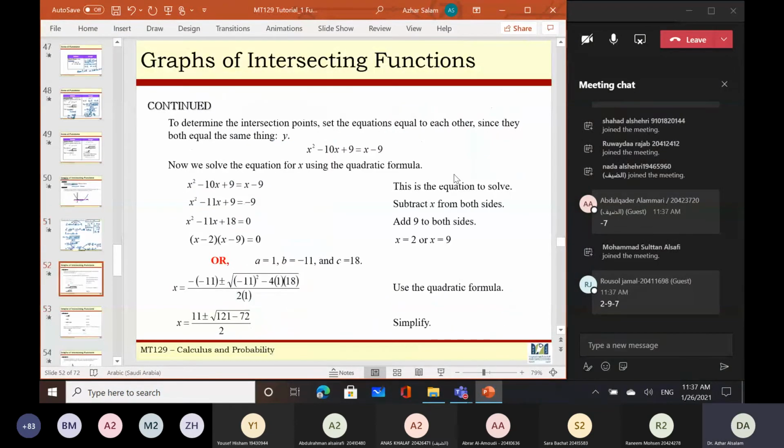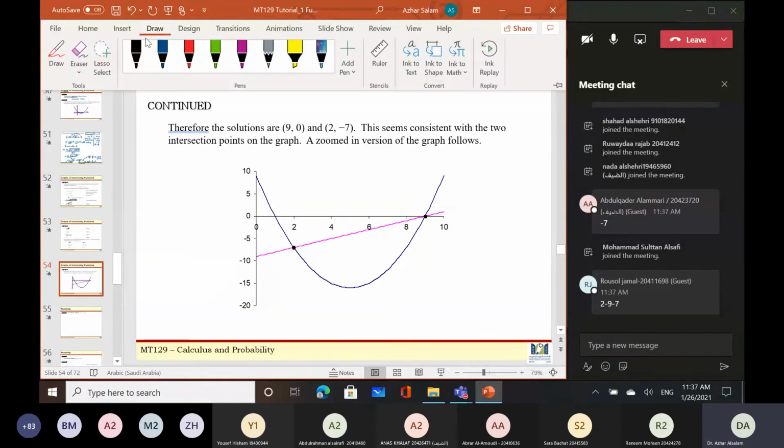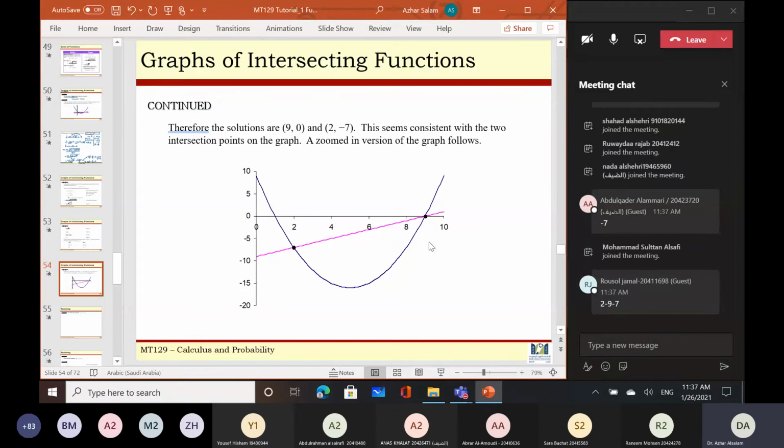If I want to check in the graph, as I see here, these are the intersection points. They are the same points that I found in the solution. This is the point 2, minus 7. Also here I have 9 and 0. And this is actually the correct intersection point.